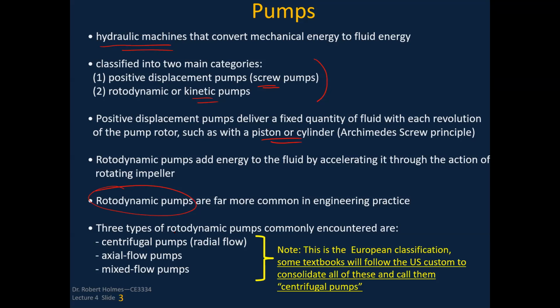And of the rotodynamic pumps, we've got three major categories, and this is where the specific speed later is going to come into play as to which one is the most efficient for a particular application. And that's what we call radial flow pumps or centrifugal pumps, axial flow pumps, or mixed flow pumps. I want to note that this is the European classification. A lot of the US textbooks put all three of these into the category of centrifugal pumps, but that's not exactly matching the European definition.